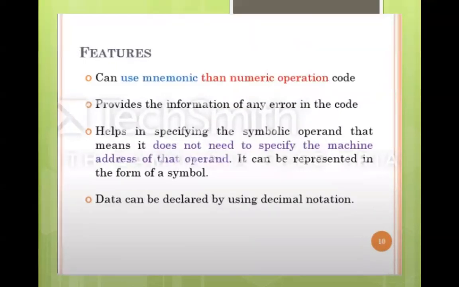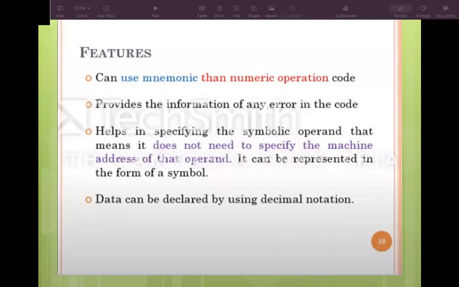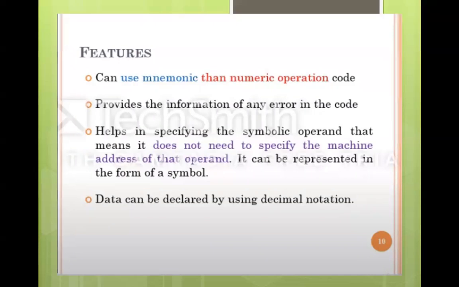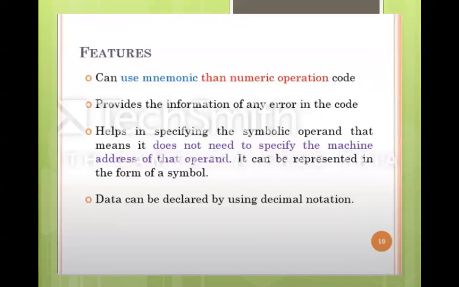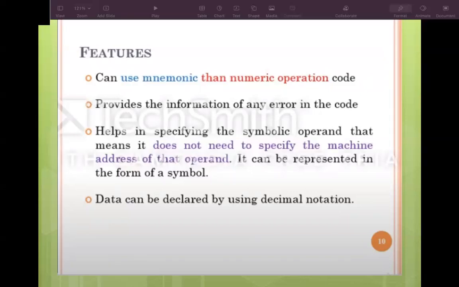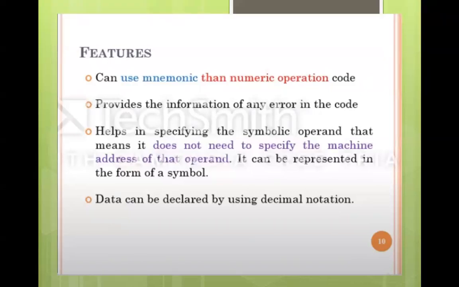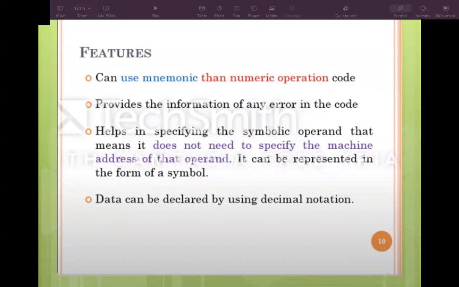So now we are discussing some features of this topic. It can use numeric operation codes. It provides information on any error in the code. It helps in specifying the symbolic operand, which means it does not need to specify the machine address of that operand. It can be represented in the form of a symbol, and data can be declared by using decimal notation.